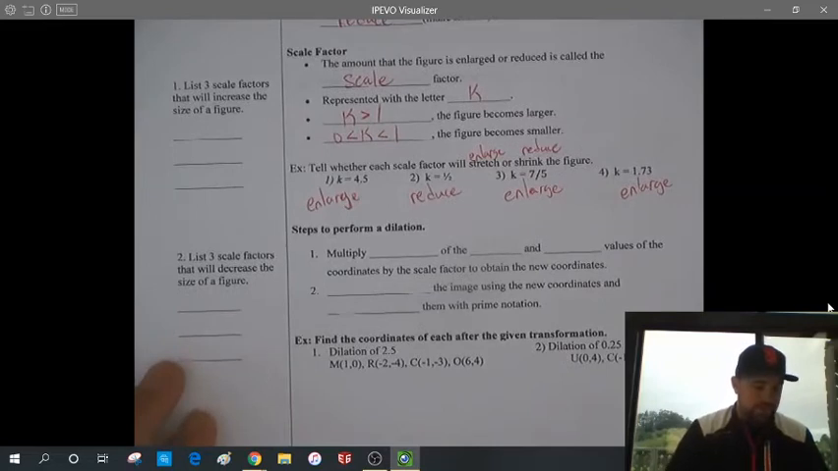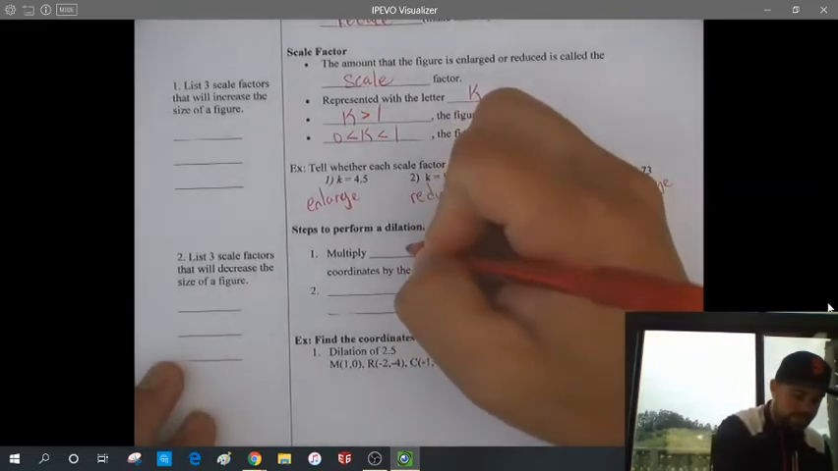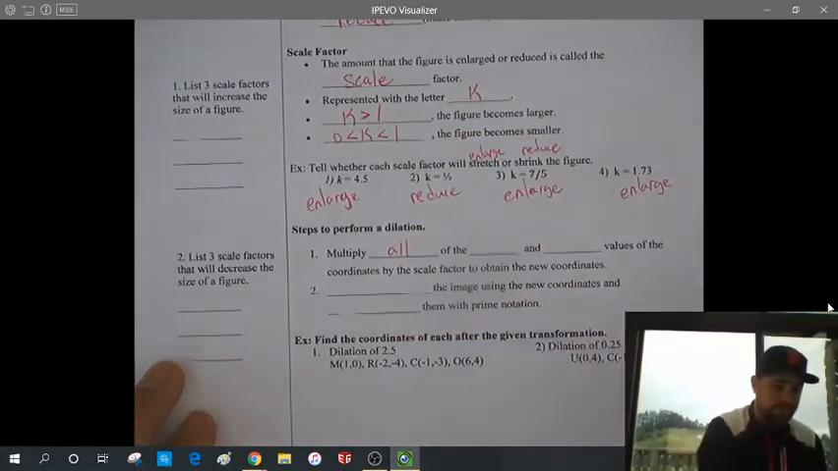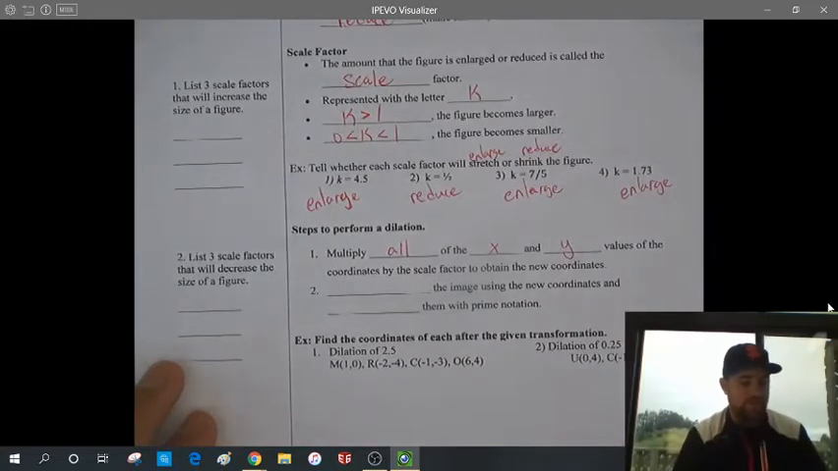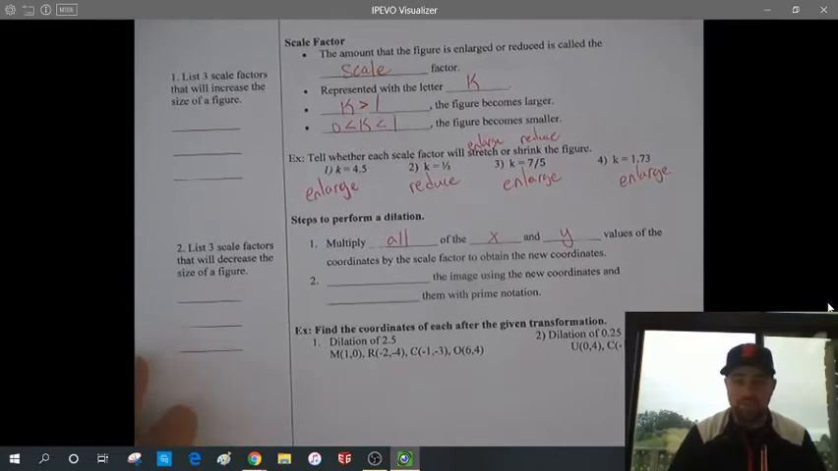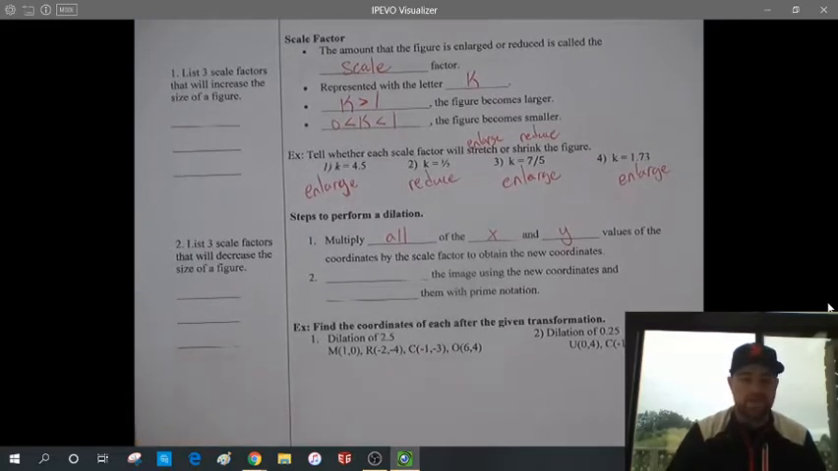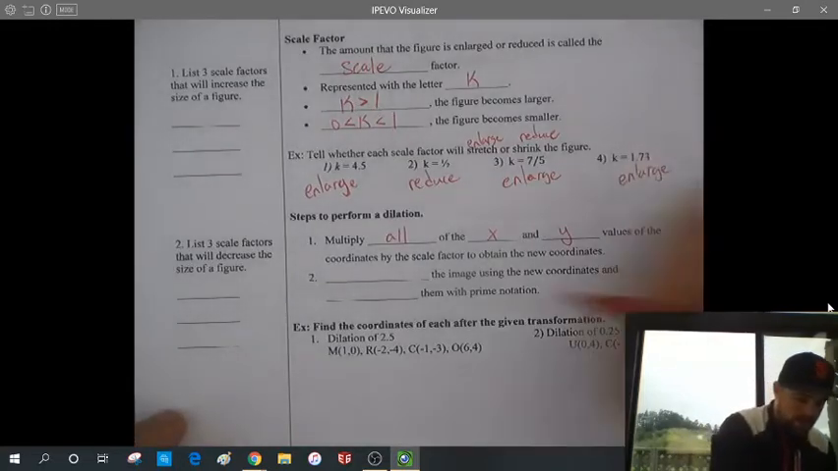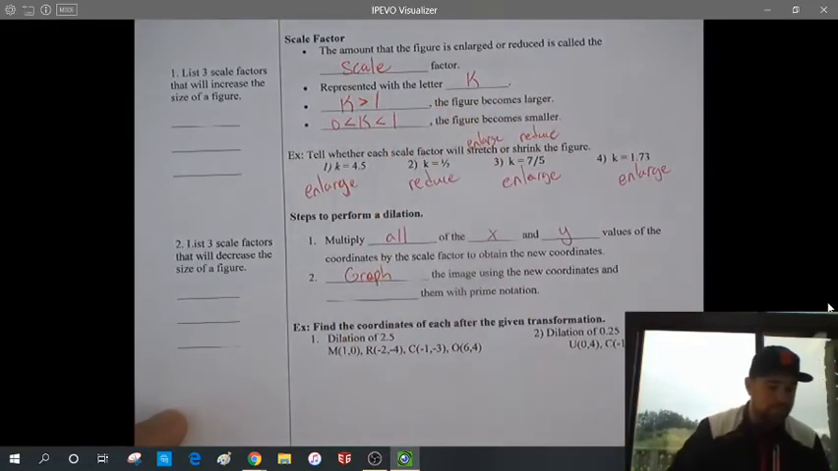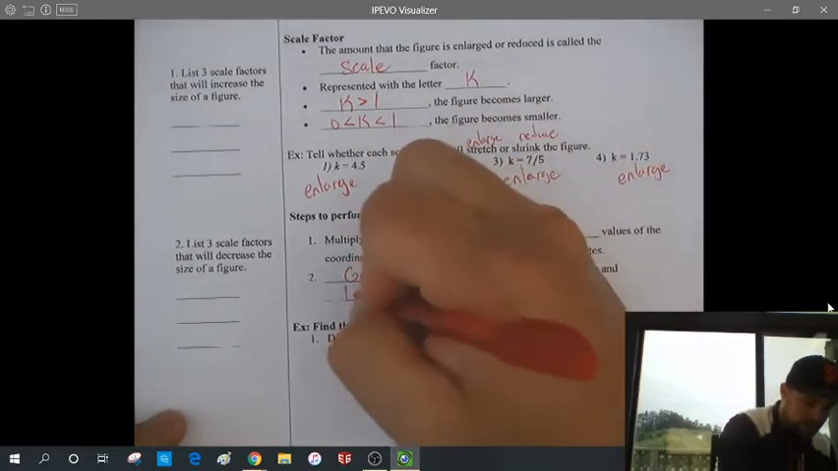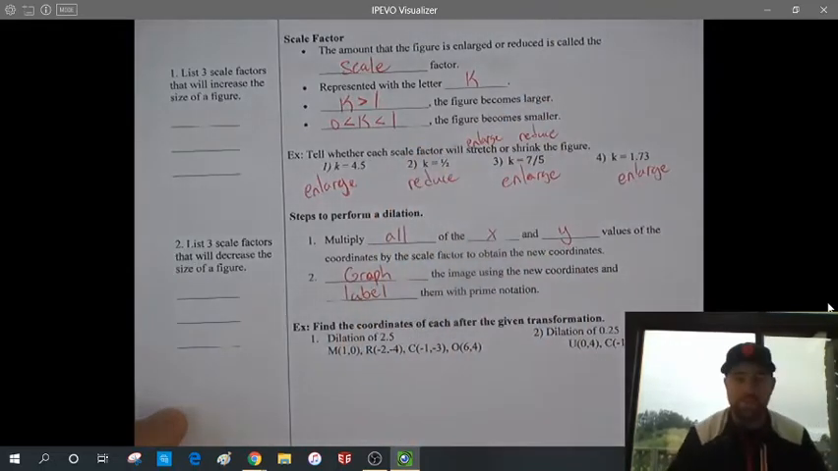Steps to perform a dilation. We're going to multiply all of the x and y values of the coordinates by a scale factor to determine the new coordinates. So both x and y are getting multiplied by the scale factor, and we do that to all of the coordinates. Then we graph the image using the new coordinates and label, as we've been doing, with the proper prime notation.